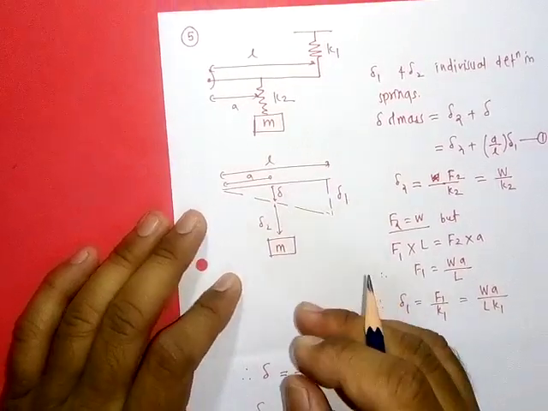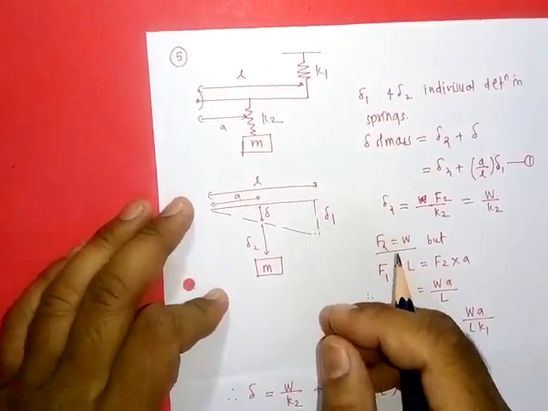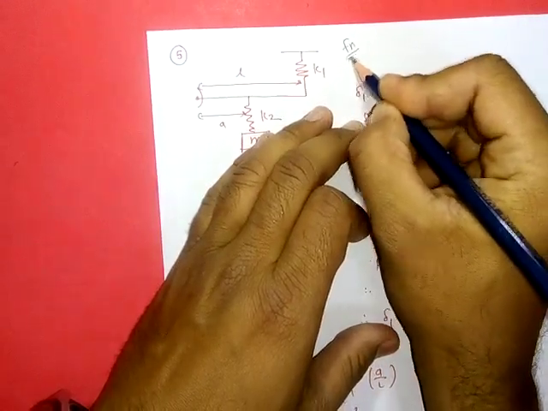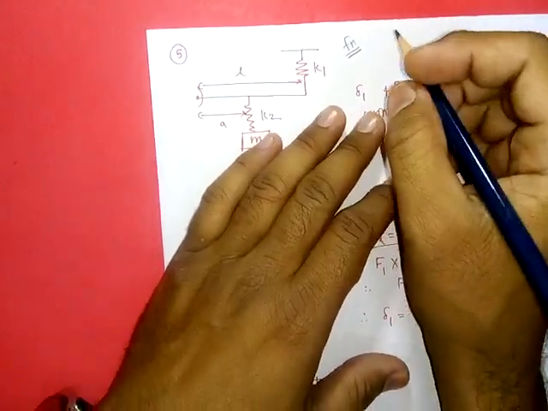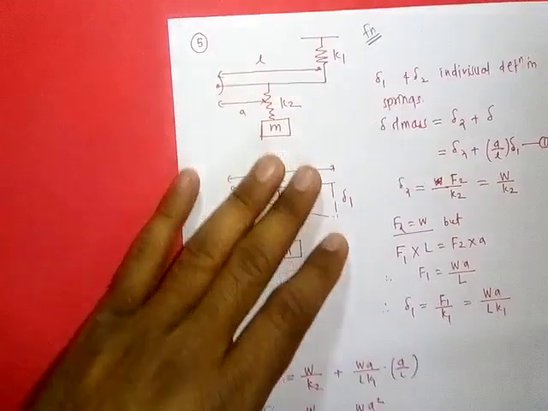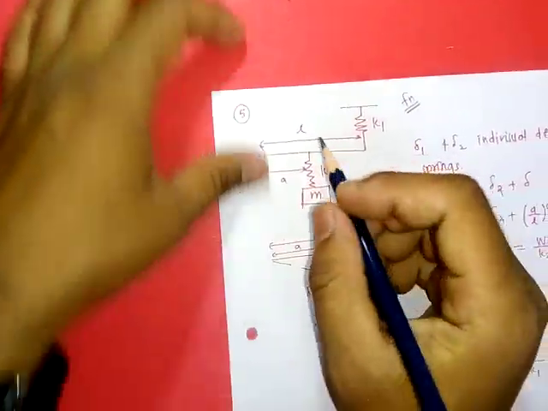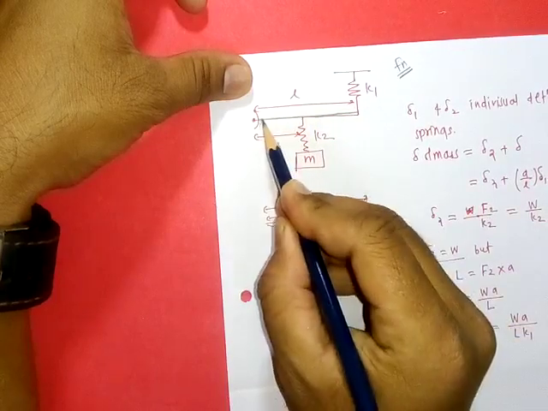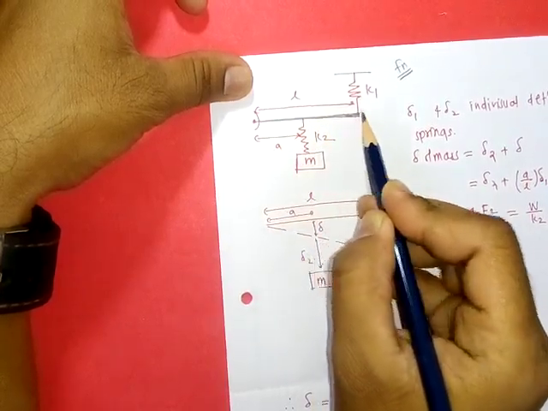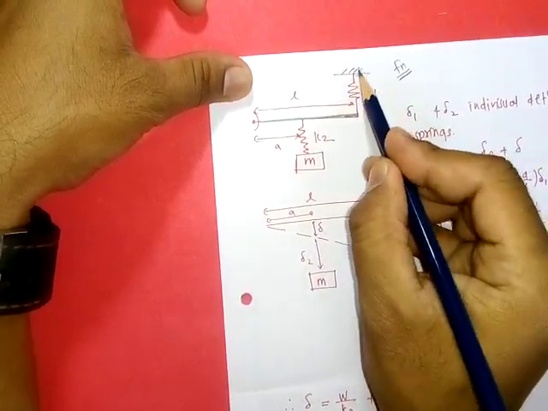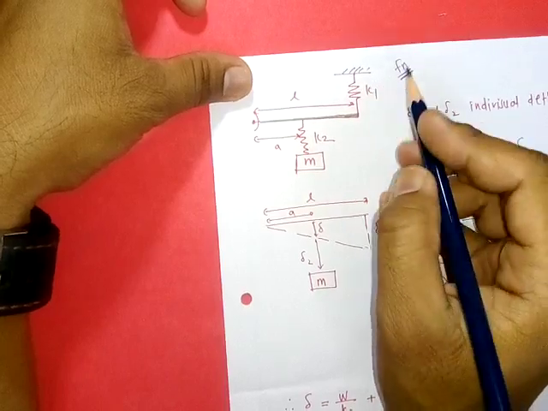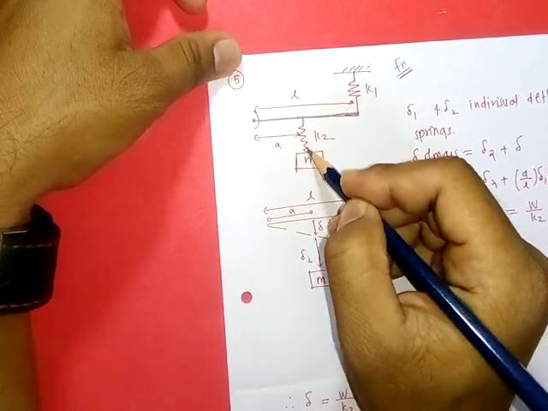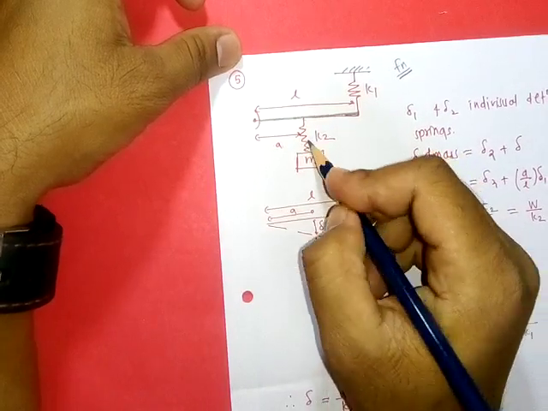Again, in this problem they have asked us to find the natural frequency. First, let's check what the actual arrangement is. Here there is a rod which is connected to one spring at the extreme end, and at some intermediate level A there is again a mass attached with a spring here.